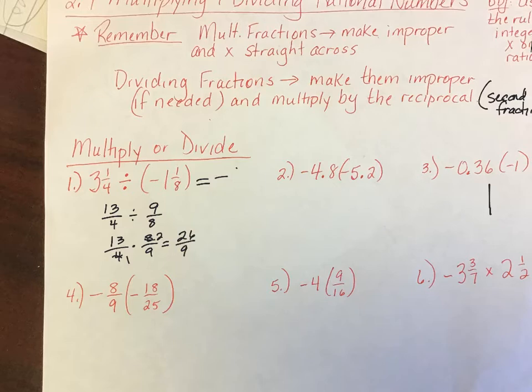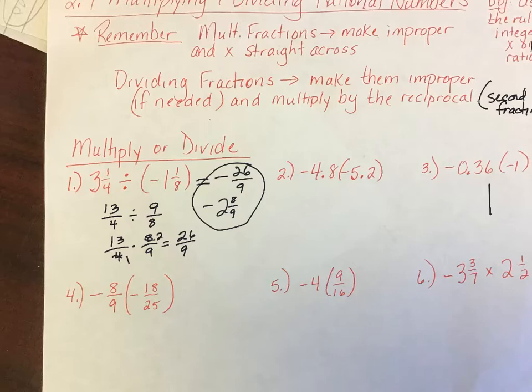And you can leave it like that from now on if you want, as long as it's reduced, or you can make it a mixed number if you'd like. So that would be negative 2 and 8/9. You can always check that too. You can multiply and get an improper fraction.